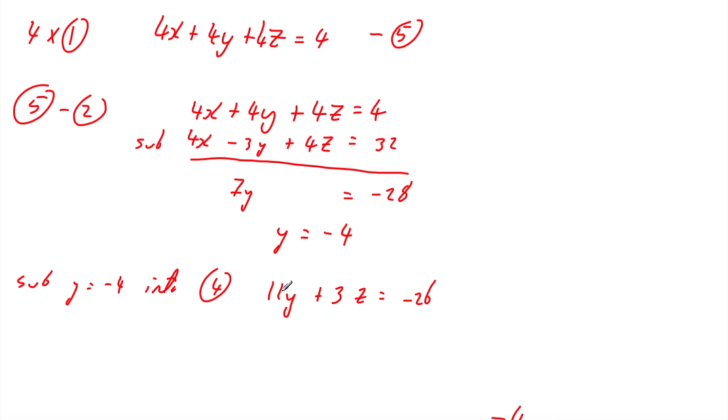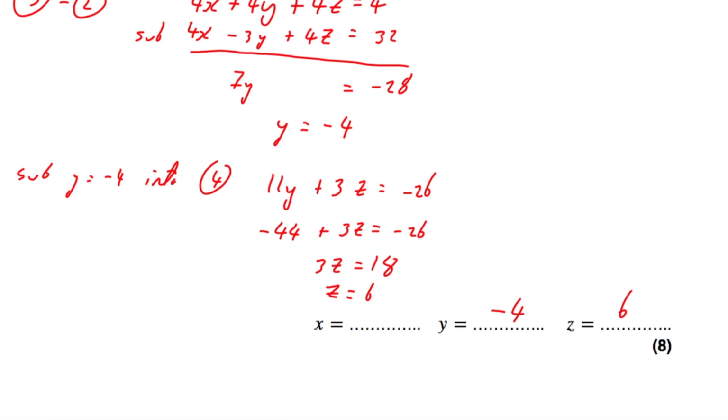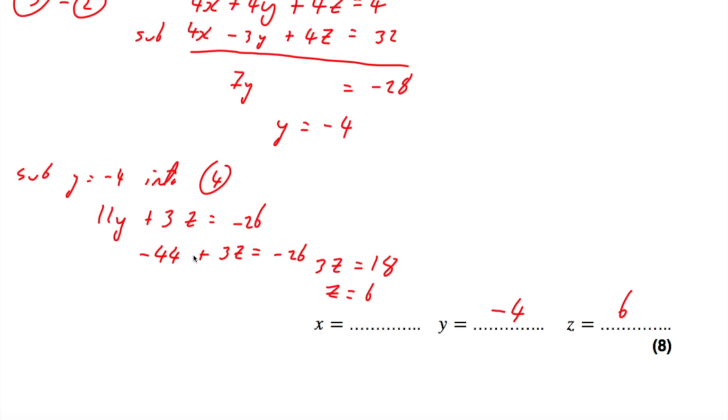So we've got 11 times negative 4, that's negative 44, plus 3z equals negative 26. And if we add 44 to both sides, we're going to get 3z on the left hand side, and on the right hand side we're going to be left with 18, because negative 26 plus 44 is equal to 18. And then if we divide both sides by 3, we get z equal to 6. So that's great, we've now got that z equal to 6. I'm just going to move that working out there because it's moving into the answer box for x.